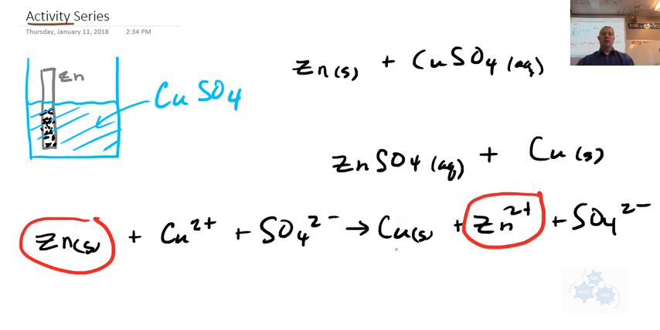What else has changed here? Well, we've got the copper solid, and this is an ion here. So what's happened to the copper 2+ ion to become solid? Well, it has accepted. So guess what? We have 2 electrons being transferred here in this reaction. So that's an example of a redox reaction.